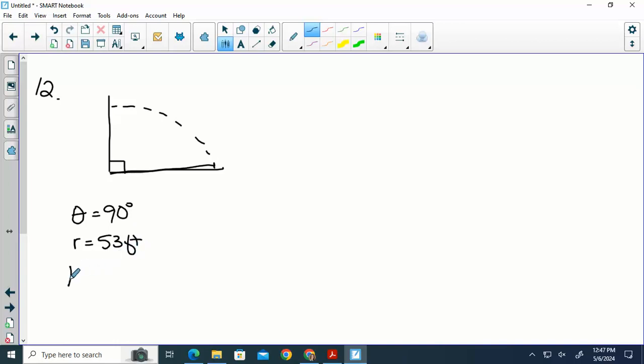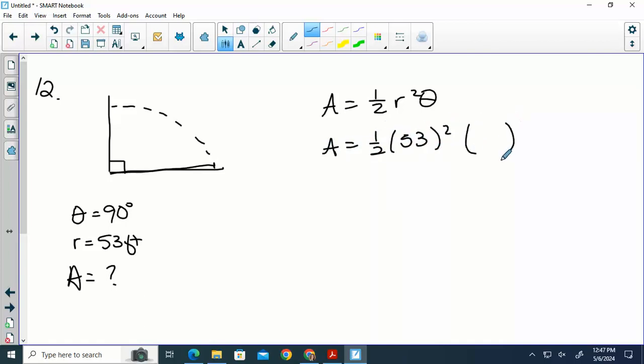What is the area of the yard watered? So area is 1/2 r squared theta. So we're all set, except there is a problem. What is it? You're not shooting out water by half. In any problem, if you want to use the formula, your angle has to be in radians. So instead of 90 degrees, how many radians is that? Pi over 2.